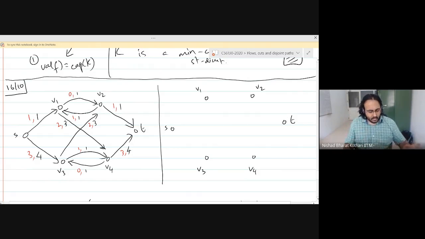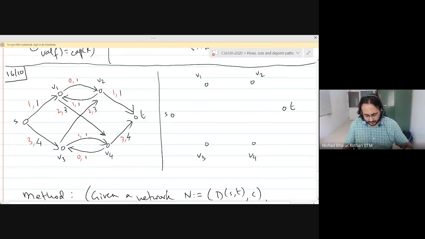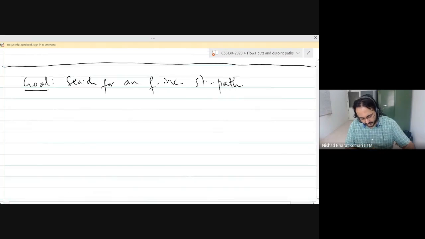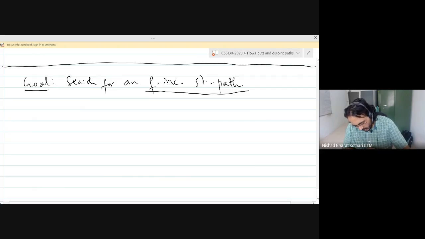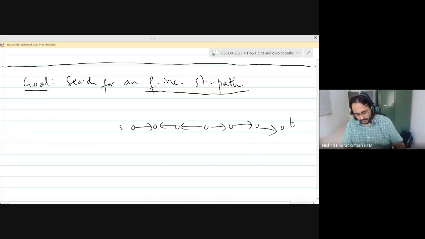So remember, what is an f incrementing st path? Let us revisit this. It is an st path in the underlying undirected graph, right? So it means that it is not a dipath. It could have some forward edges, some backward edges. Something like this.